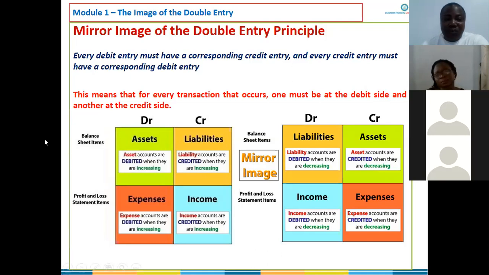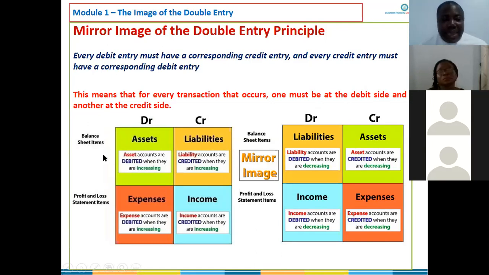So I want us to look at the mirror image over here. If you see here, there is debit and credit, and then we have the assets and liabilities. Then at the mirror image, we have liabilities and assets under debits and credit. So I will explain it over here.